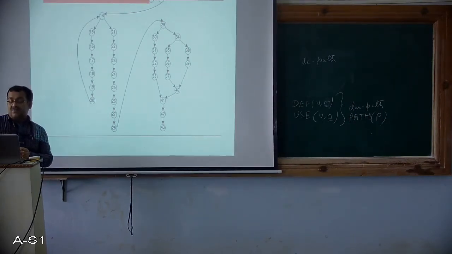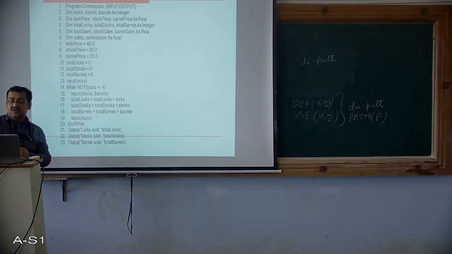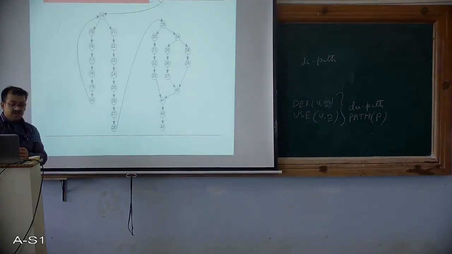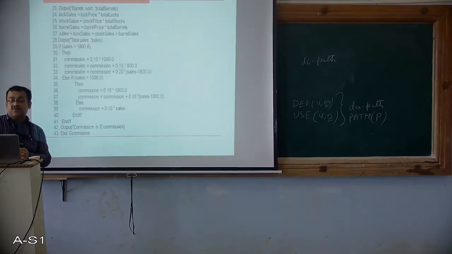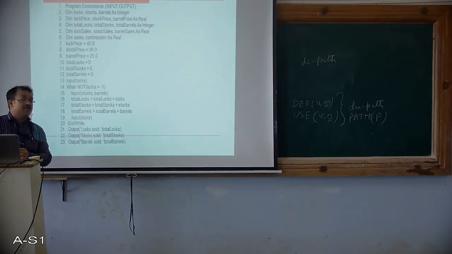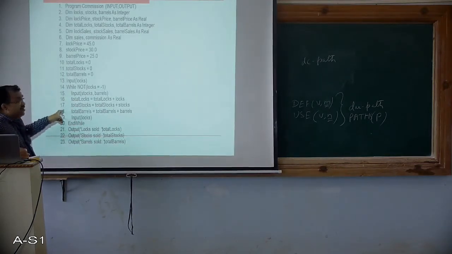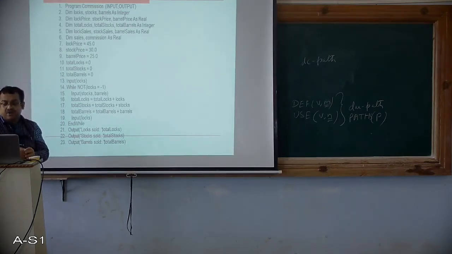These statement numbers are given in the program itself. You can identify them with the statements inside the program, and then the graph. This is the program flow graph corresponding to the program statements as given in the program. The numbers are given here, and the same numbers are the nodes in the program flow graph.